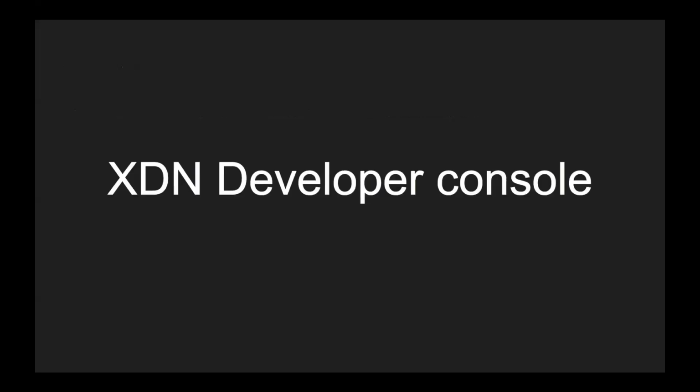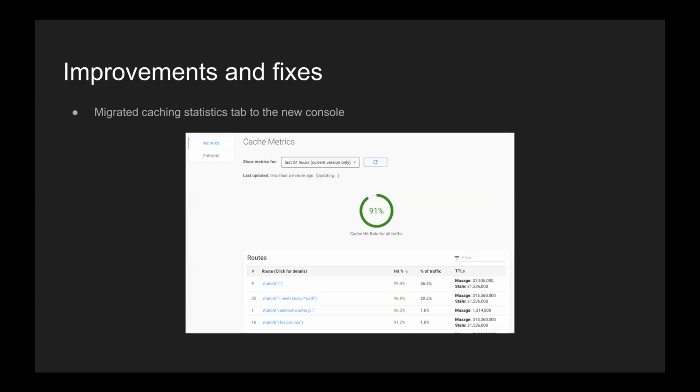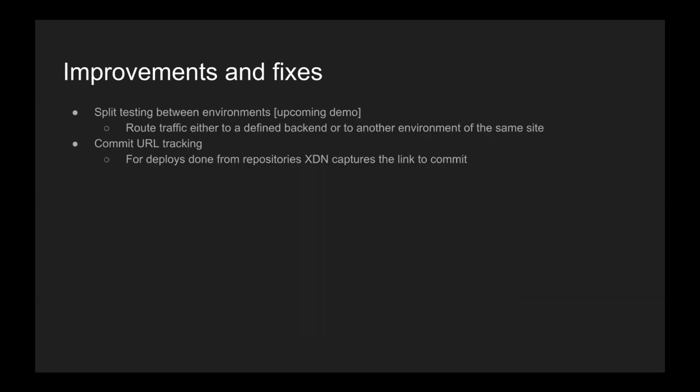XDN Developer Console, the improvements here: the one thing that we had in the old console that wasn't yet available in the new console was the caching statistic tab. That was migrated, and now you can access it in your projects, in your environments. I'm just showing here an example of how that looks. The one improvement on the developer console that we're going to demo in a moment is split testing between the environments.